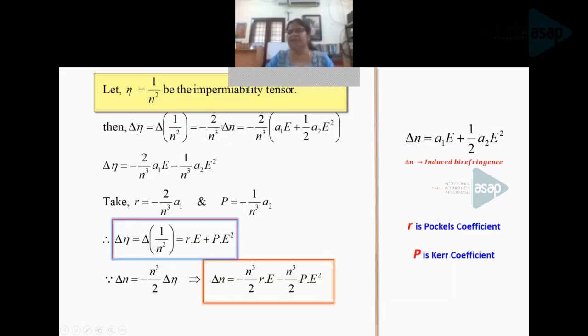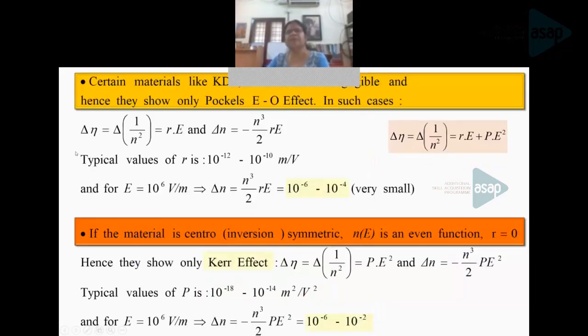So from this equation, you can estimate delta n as minus n cube by 2 delta eta. Substitute the value of delta eta here, and you will get the equation for induced birefringence delta n, which is equal to minus n cube by 2 r dot E minus n cube by 2 p dot E square. Now consider two cases.